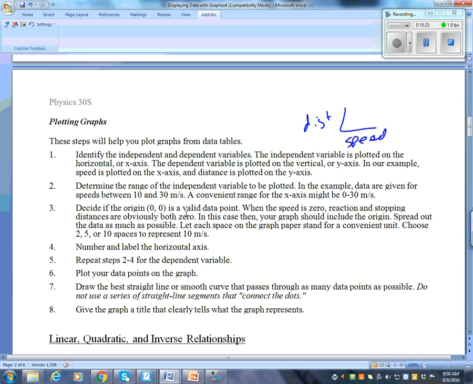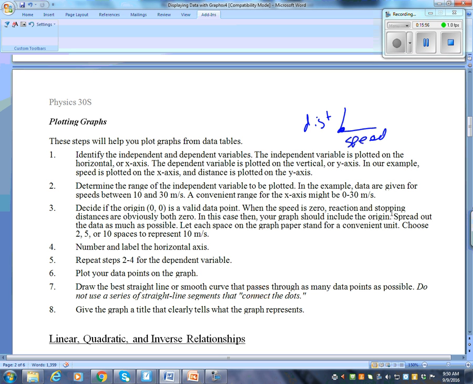Savannah, is 0, 0 a valid data point? No. I don't know. You don't know? Well, it doesn't seem right because there's 2 zeros. Well, where is 0, 0? 0, 0 is right here. Okay. So, if you're going 0 meters per second, what's your reaction distance? 0. You should already stop. So it is a valid data point. You should include it. When the speed is 0, reaction and stopping distances are obviously both 0. In this case, then, your graph should include the origin.